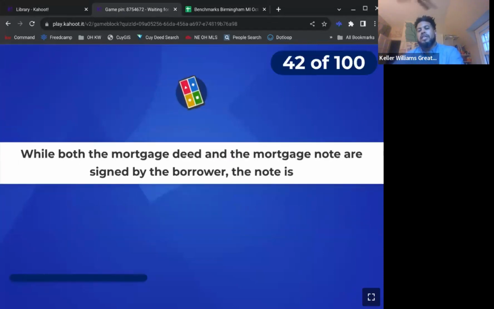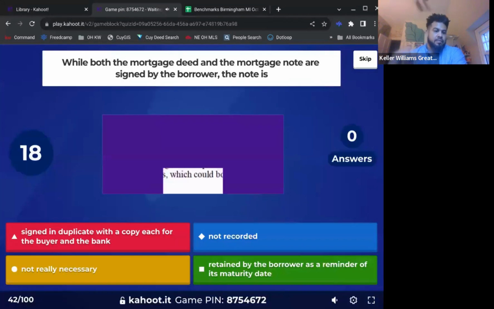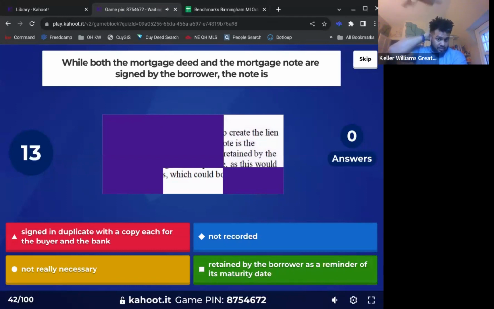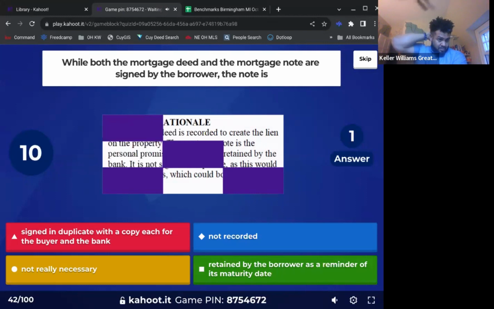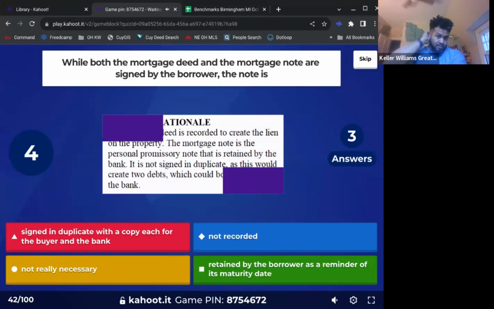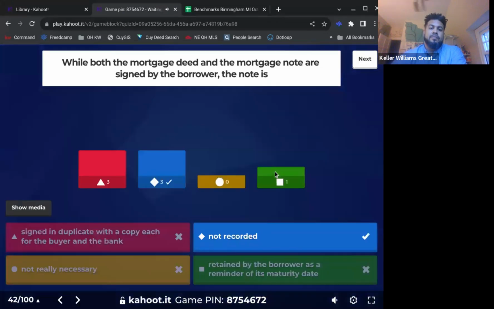While both the mortgage deed and the mortgage note are signed by the borrower, the note is... that's right, not recorded. Again, I could see why, because the bank holds the note. So I would see why that would be confusing to some. But yeah, it's not recorded.